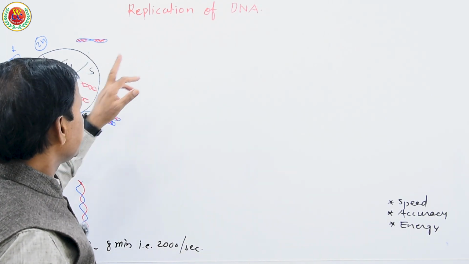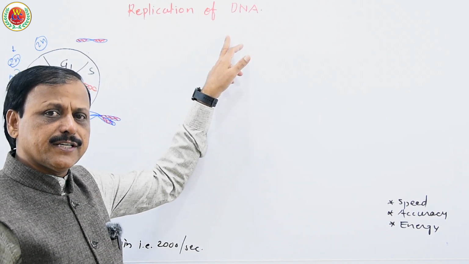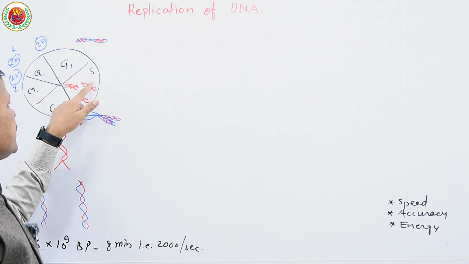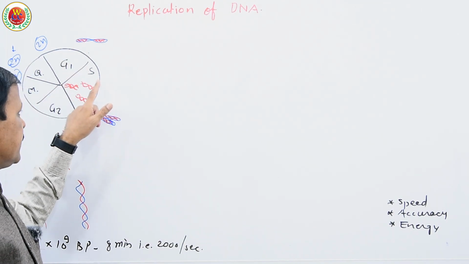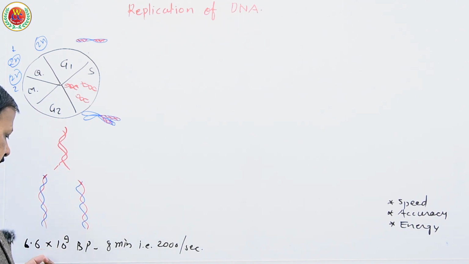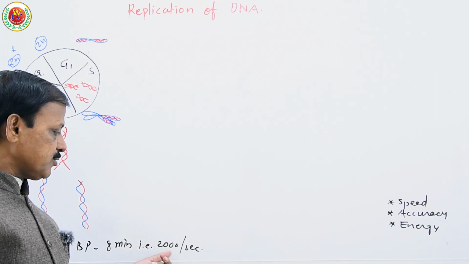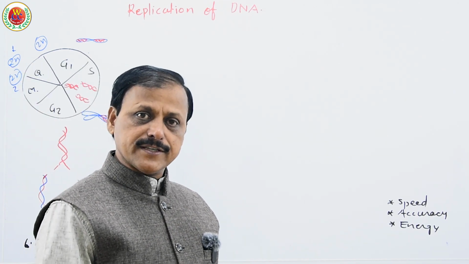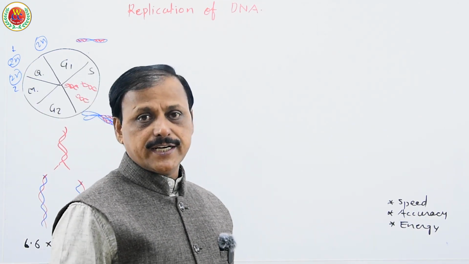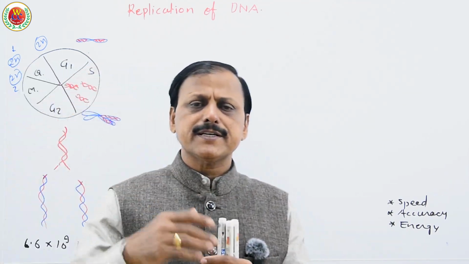Now see once again, replication of DNA is the formation of two DNA double helix structures from one single DNA. It occurs during the synthesis phase of the cell cycle, and here I have shown how one DNA becomes two DNA. The speed is 6.6 into 10 to the power 9 base pairs replicated within 8 minutes in our body, that is 2000 base pairs per second, such a speed with accuracy and requirement of energy. The entire DNA cannot be bifurcated.